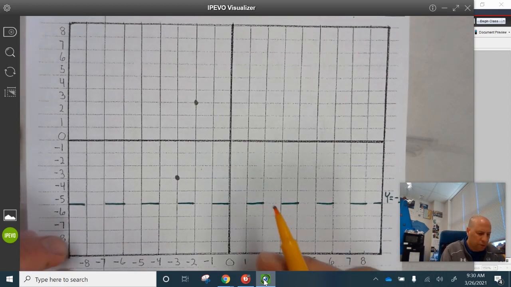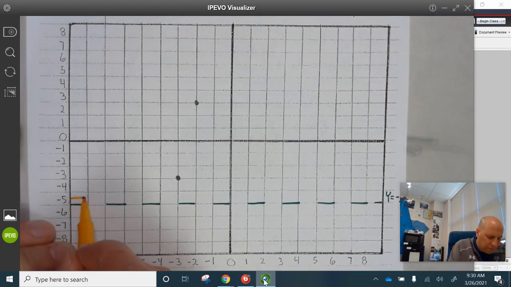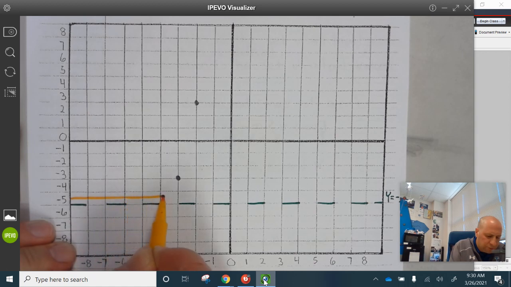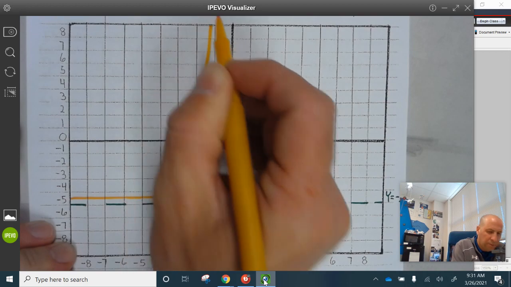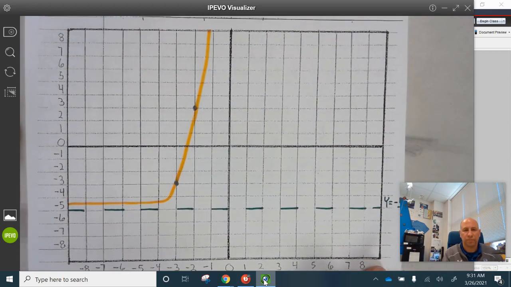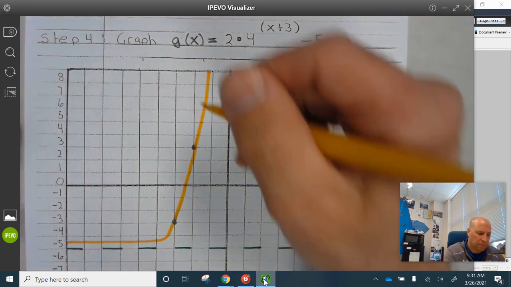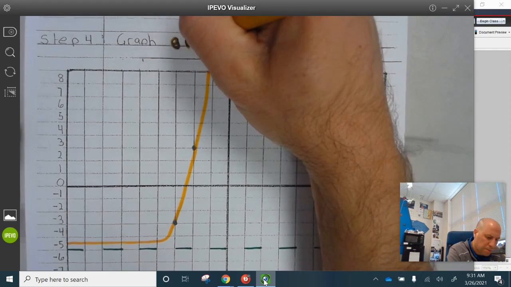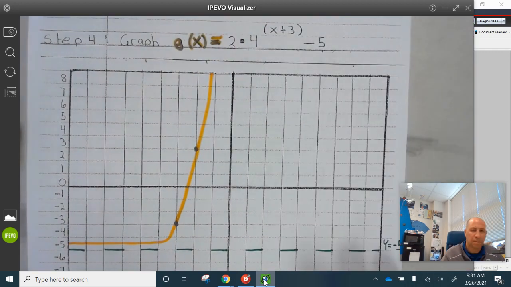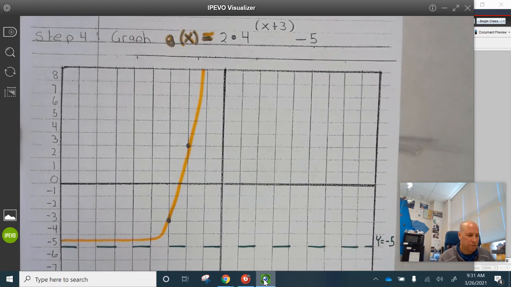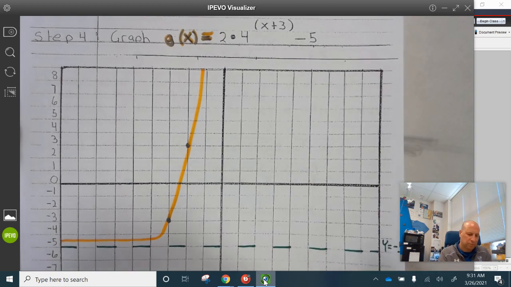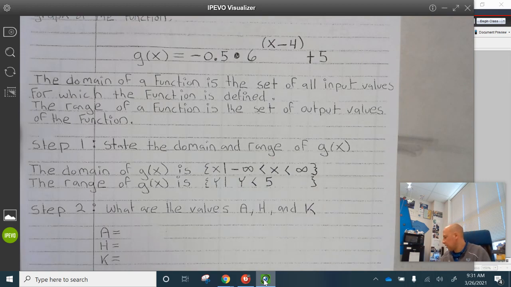Now, we know that the graph falls along the asymptote and then goes through the points. Okay? All right, go ahead and finish up the graph. All right, let's take a look at the next example.